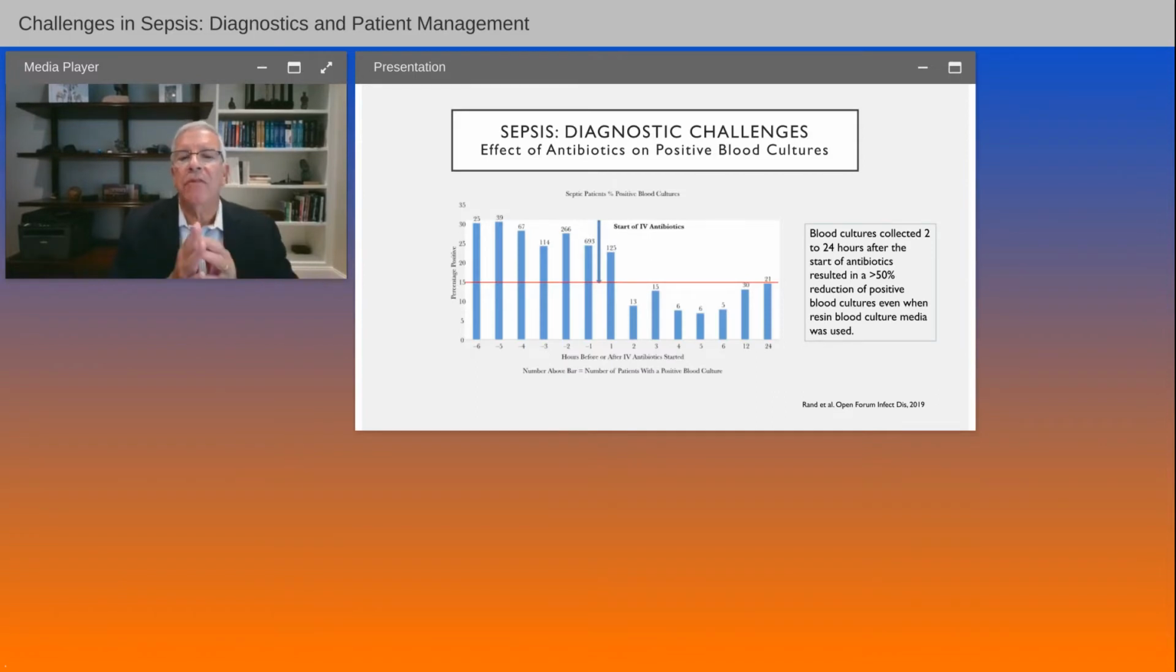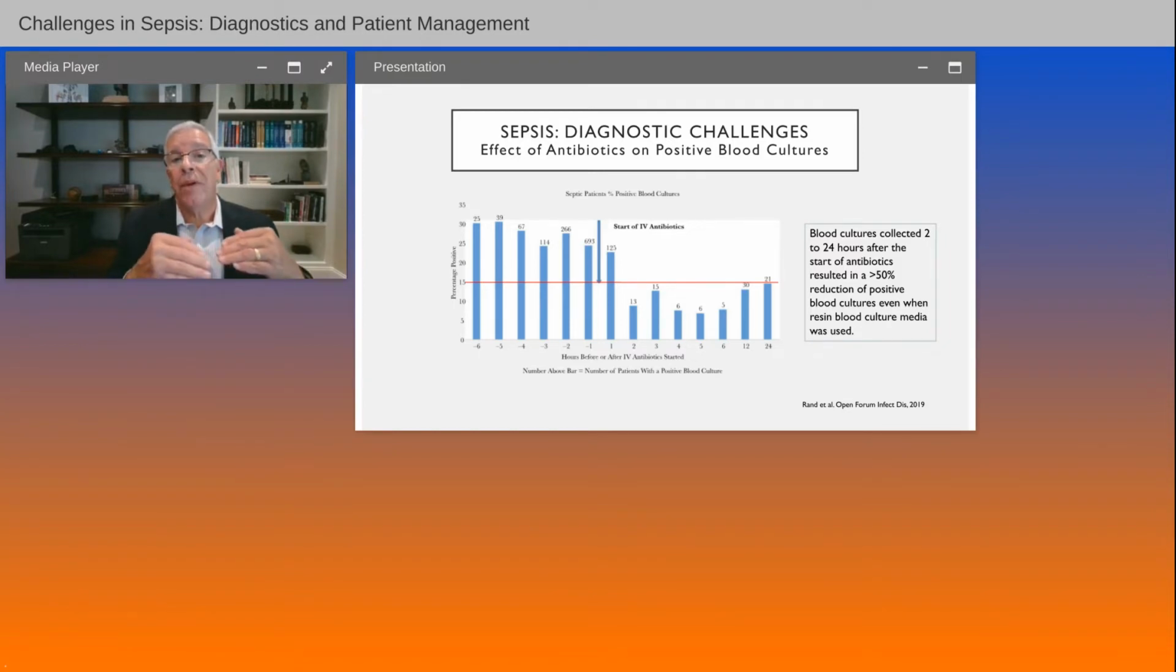This was a study I found really very interesting. It was reported in 2019, and they directly addressed the question, what is the effect of antibiotics on positive blood cultures? Now, the interesting thing is for this study, they were using resin bottles, which are designed to remove the presence of antibiotics. Despite that, we see a significant impact when antibiotics are administered. The red line here is at 15% of the bottles are positive.